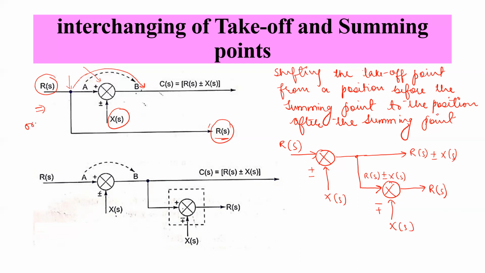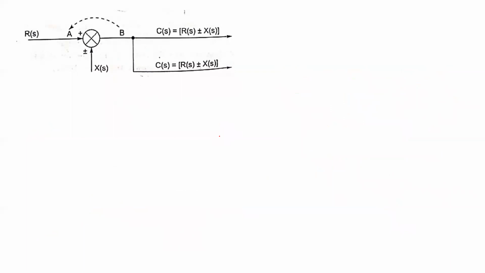So this is the original, and this is what we say is the equivalent of the above. Now this is the change that we make in the original representation. We simply have added a summing point here to get the same output RS. So this is how we do it. Then there is a case when you have to shift the takeoff point.